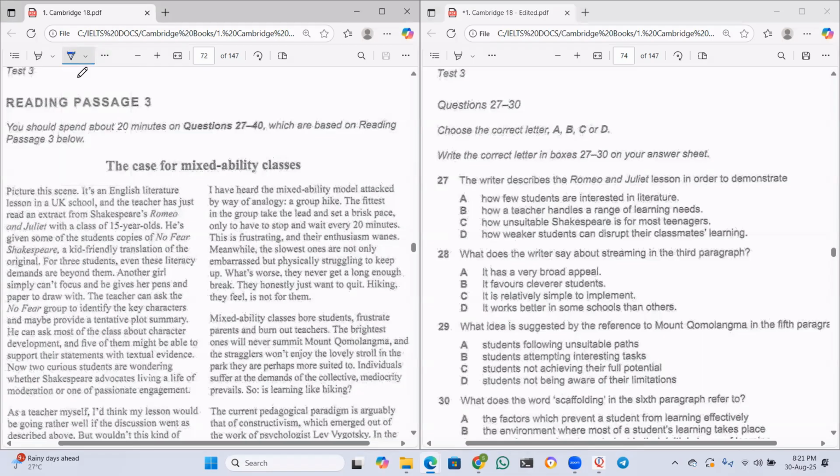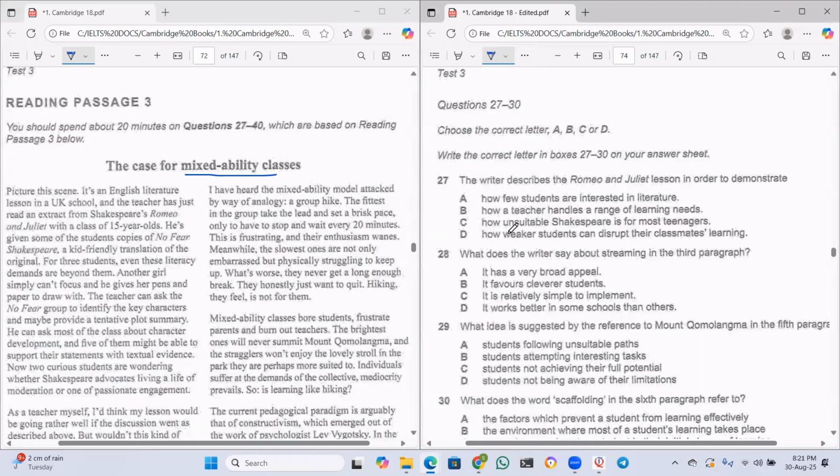Let me start this passage here, the case for mixed ability classes. Now, what is the first step here? Here I'll not start reading the passage first. First of all, I'll go to the questions here, just to save some time.